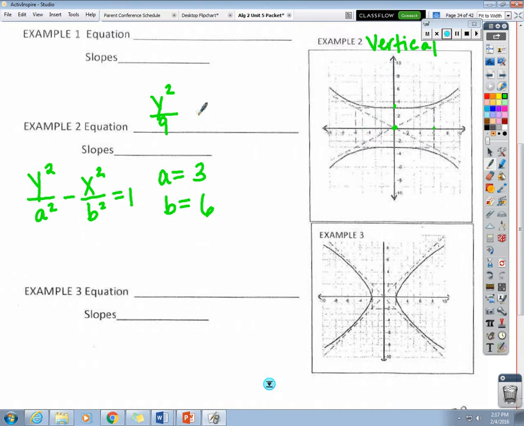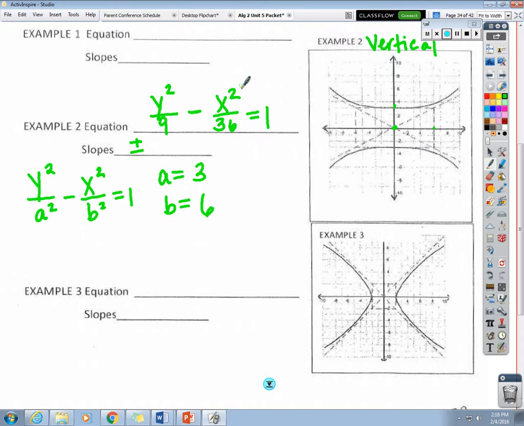Okay, and then minus x squared over 36 equals 1. So there's the equation for this hyperbola. Okay, now let's talk about the slope. The slopes of these asymptotes is plus or minus. Why do we have plus and minus? Look, isn't one of the asymptotes positive and one of the asymptotes negative?